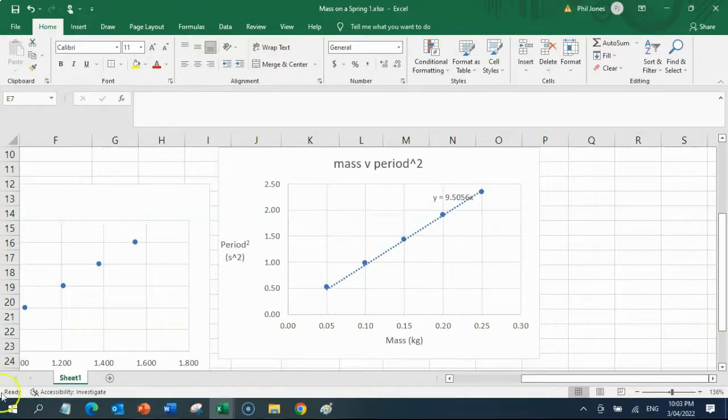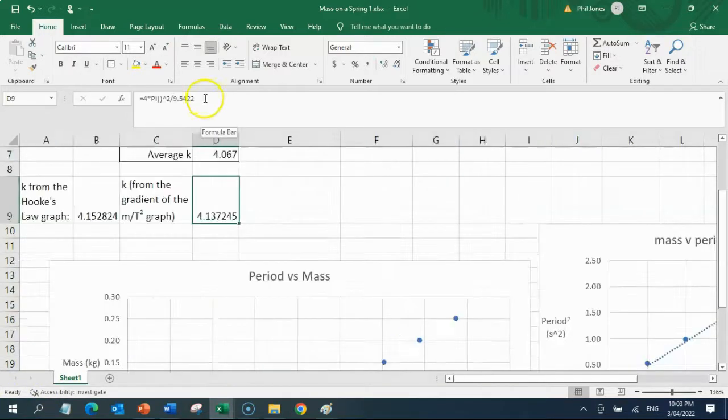And I've done that over here. You can see the formula that I've used there. So this is a value for k, and I can compare this with the value for k from Hooke's law. And you can see that those two are very, very similar.